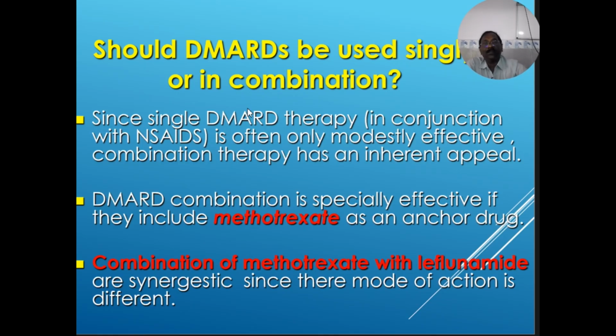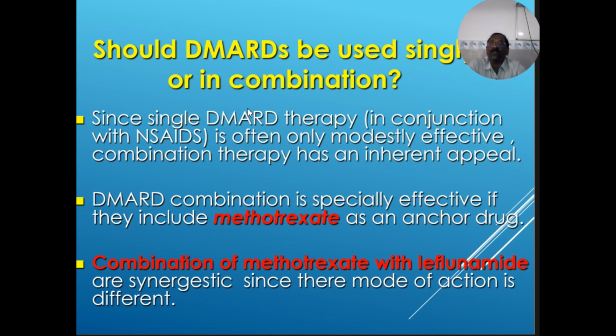Methotrexate. Number 1 drug, methotrexate. Most potent drug, methotrexate. Most rapid acting DMARD, again methotrexate. So the combination of methotrexate with leflunomide is synergistic since their modes of action are different. So my favorite combination is methotrexate and leflunomide.